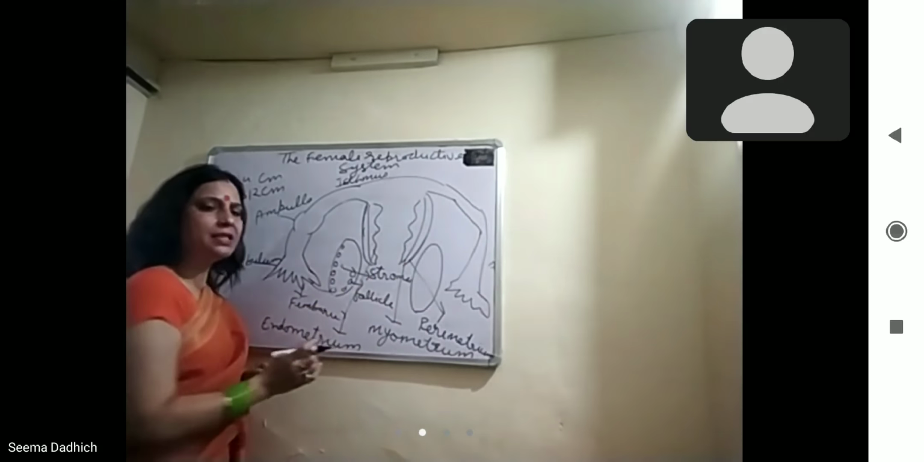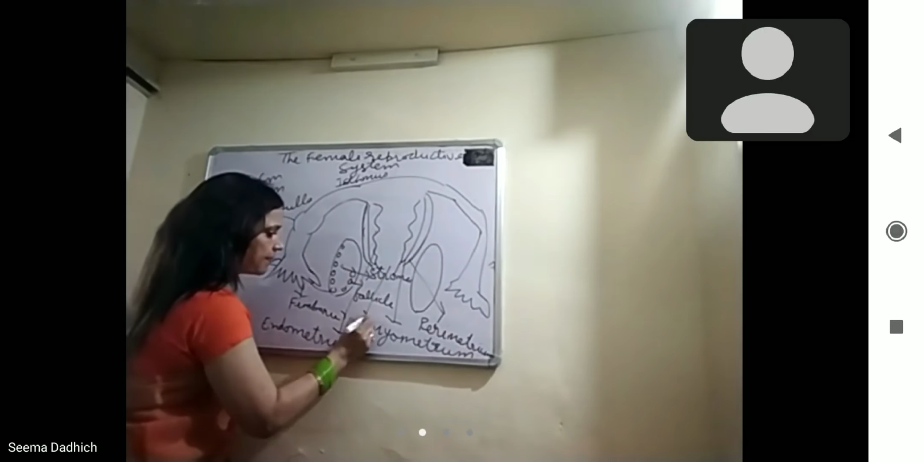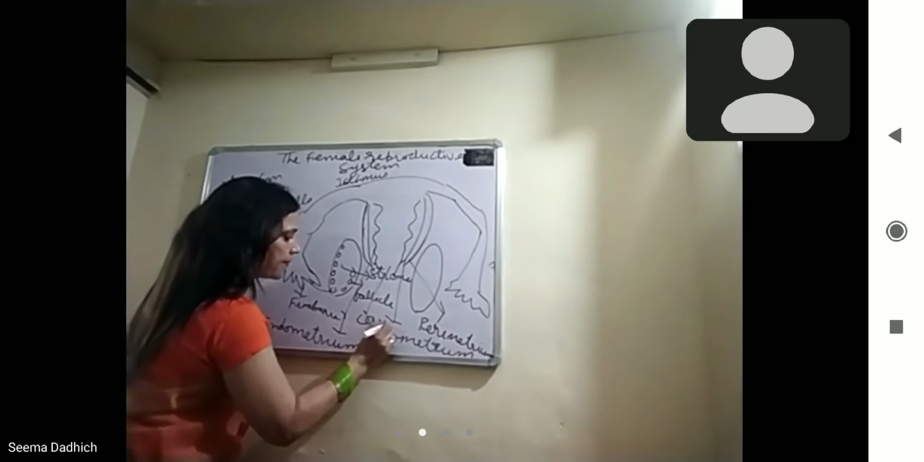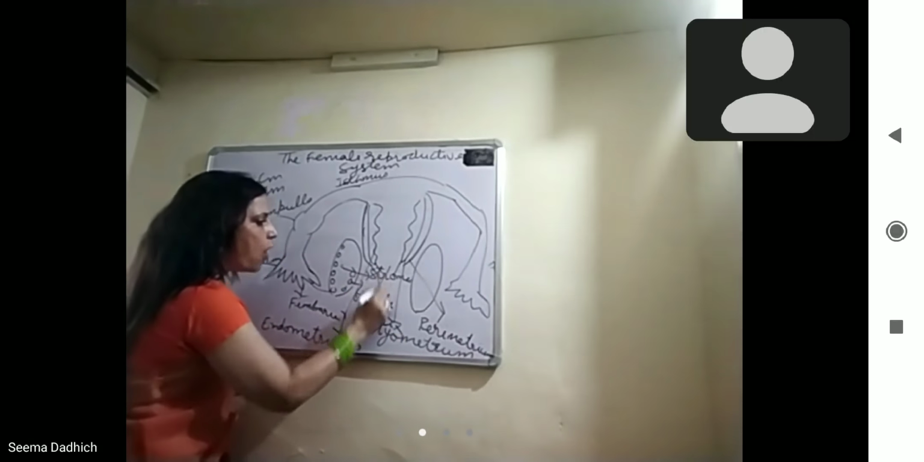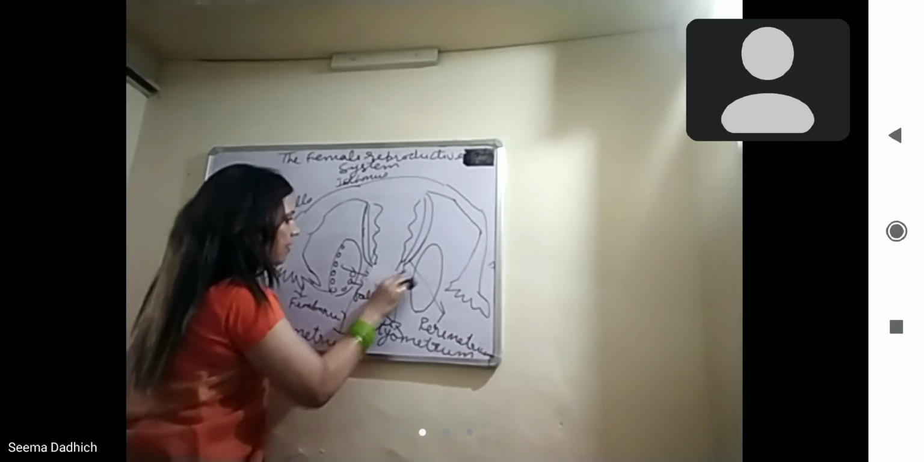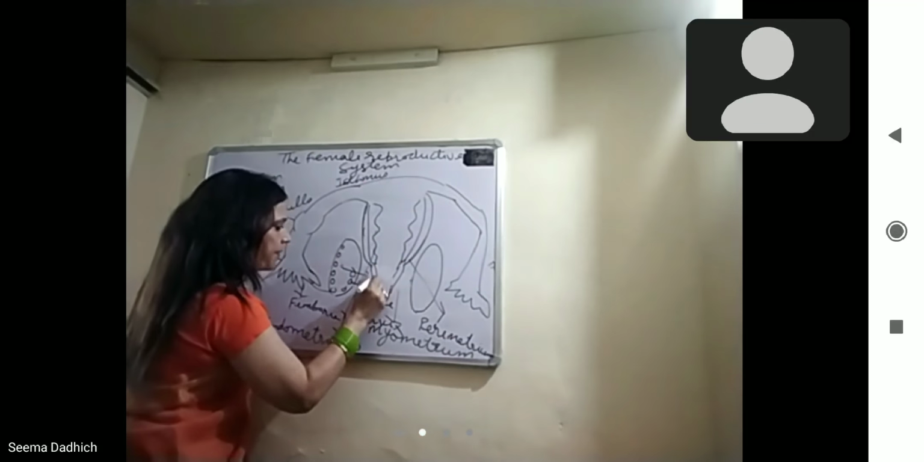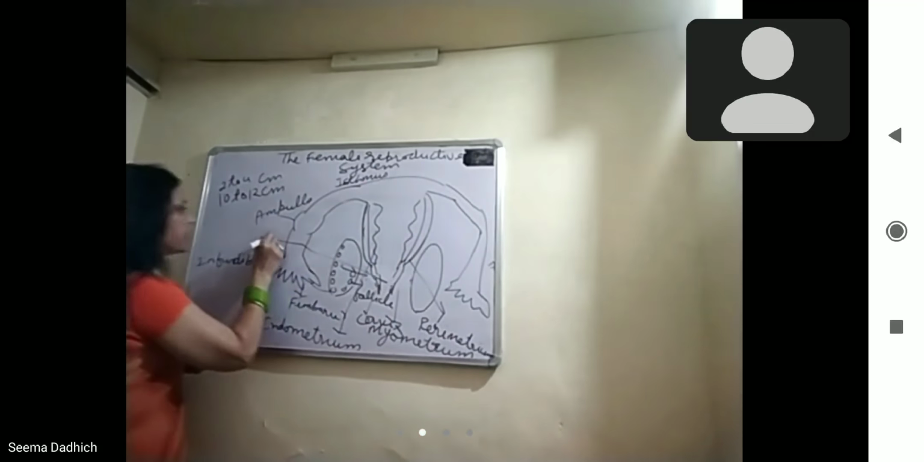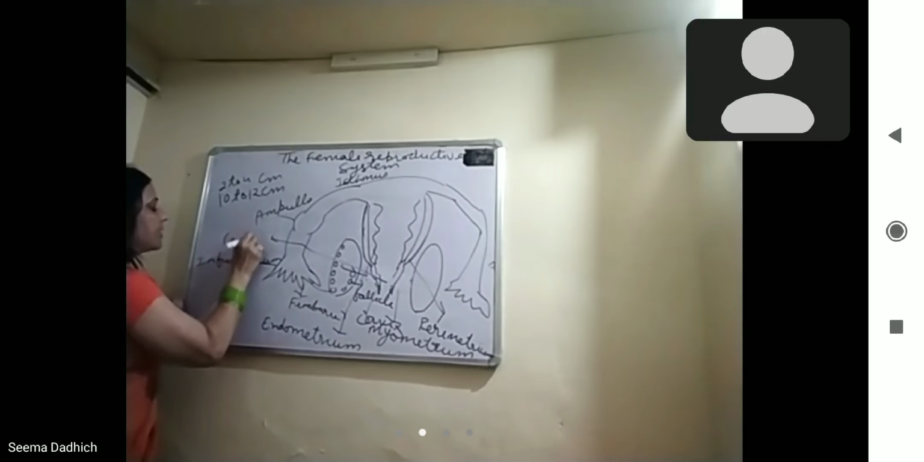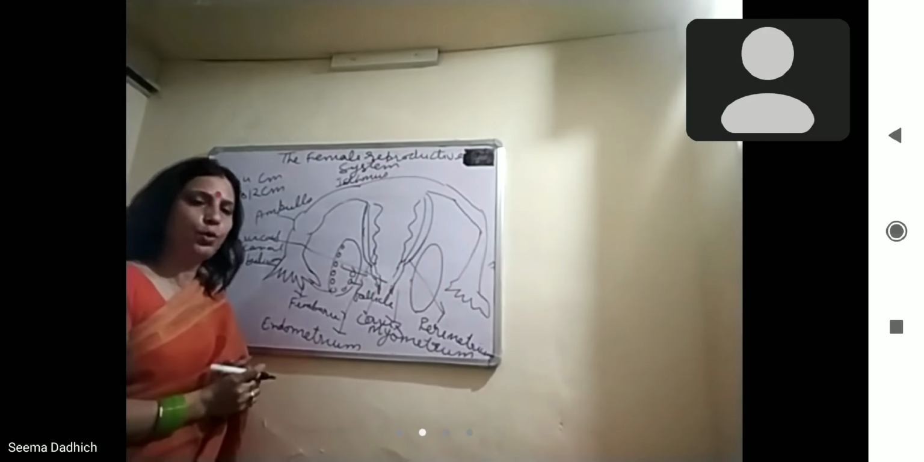Just a minute. The uterus continues into the cervix and forms a canal. This canal is called the cervical canal. Okay. So this is the female reproductive part.